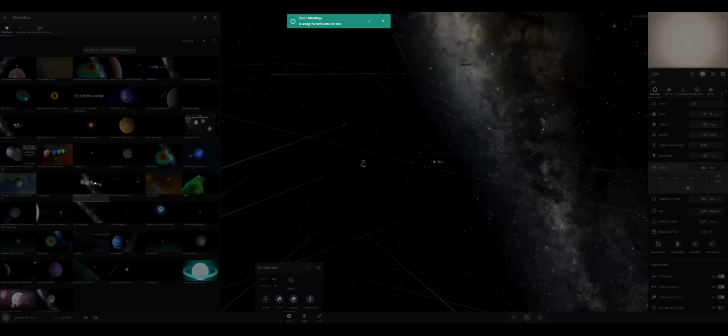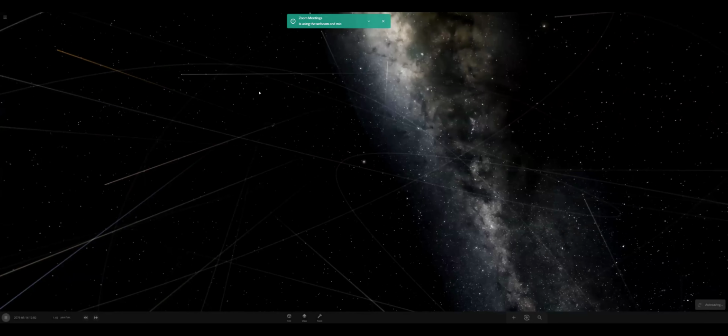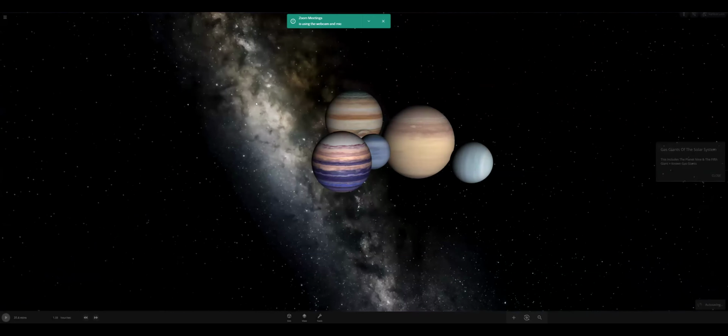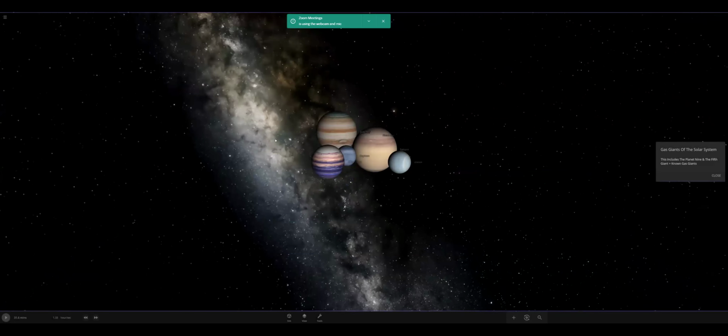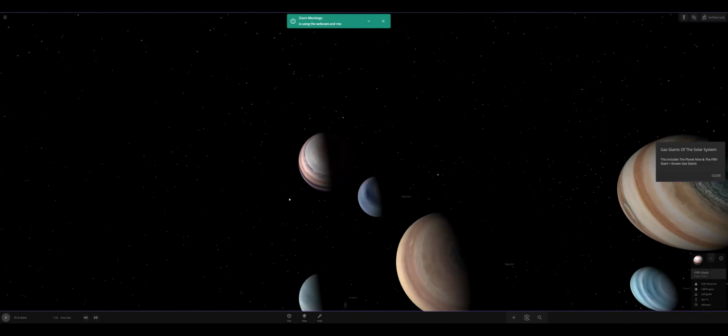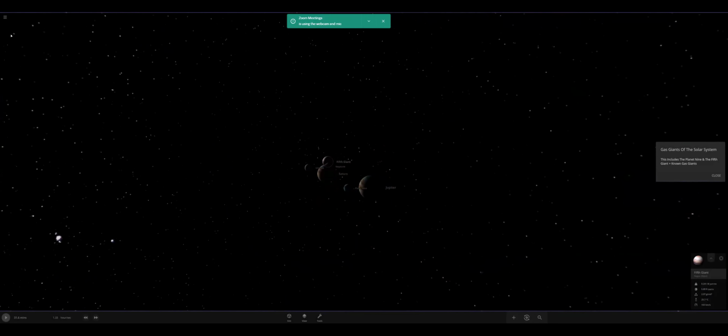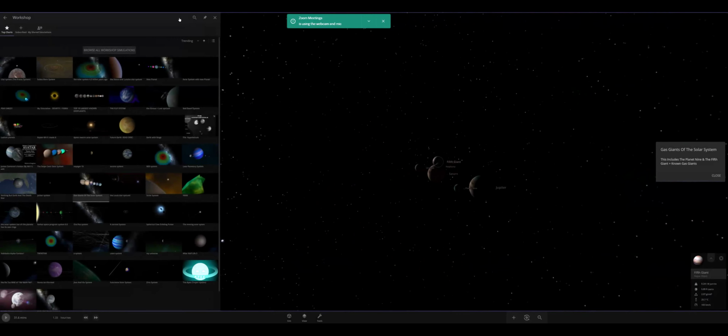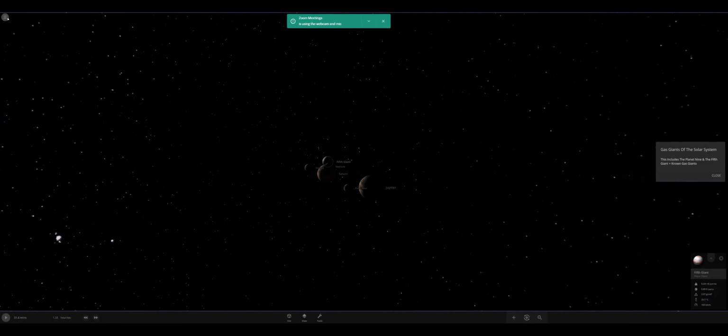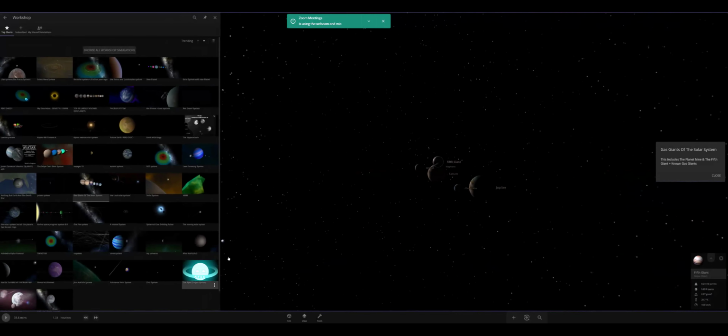You can create a lot of simulations on this. I think these are all planets, I guess. No, anyway, it's a good one. The name of the game is Universe Sandbox.